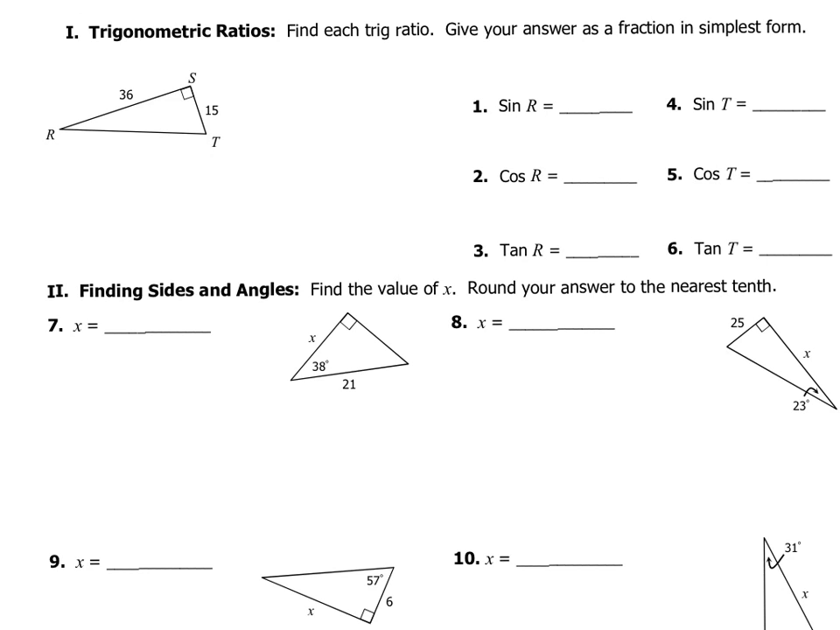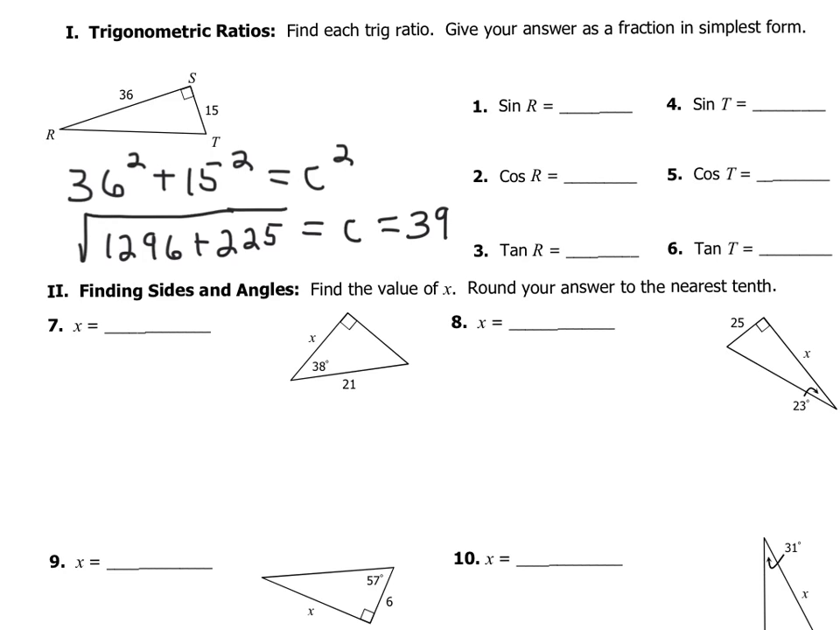I hope you recognize when you were working these first 6 problems that you needed to finish the triangle using the Pythagorean theorem. So let's do that first. The Pythagorean theorem is a squared plus b squared equals c squared. So we square 36, we add the square of 15 to that, and then we take the square root. So we end up with c equals 39.